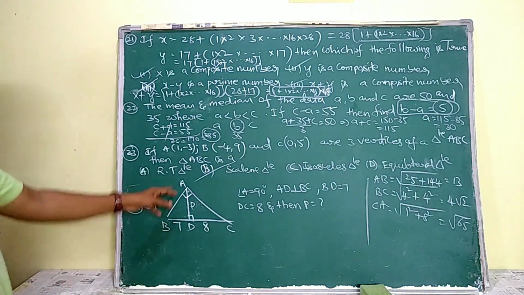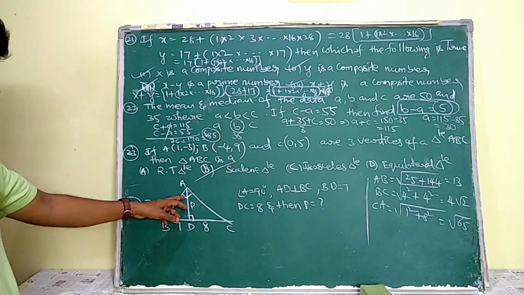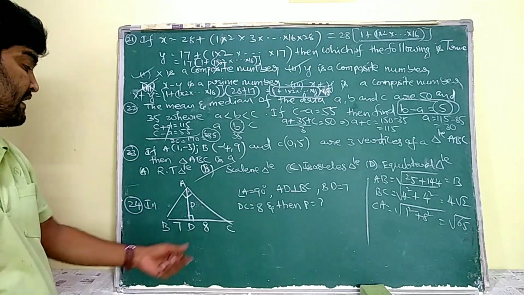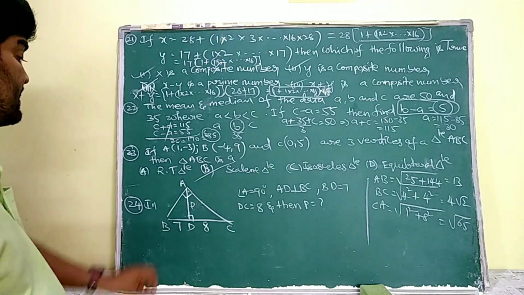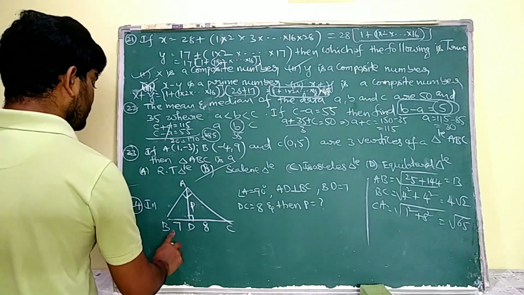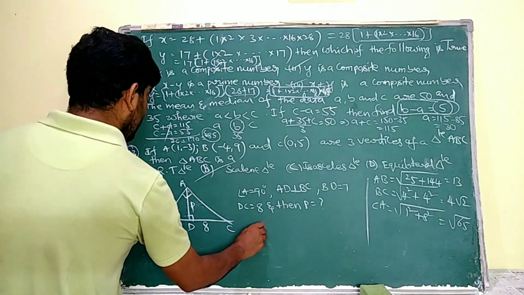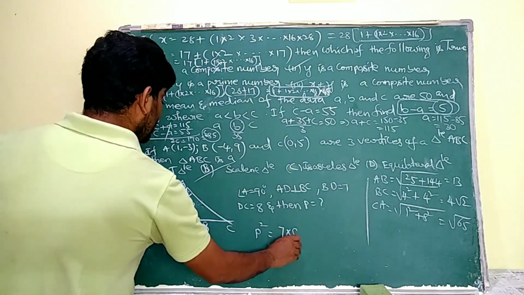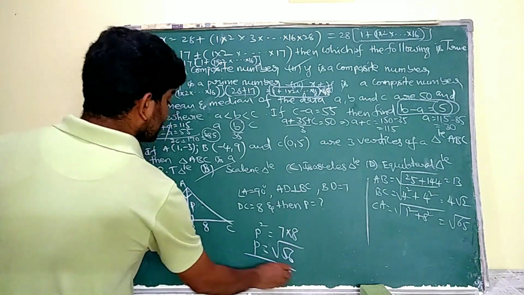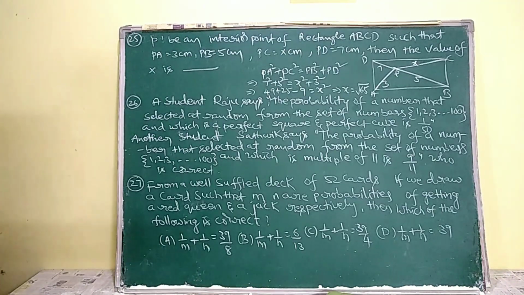Now, in the triangle ABC, given that angle A is equal to 90 degrees, BD is equal to 7, DC is equal to 8 and AD is equal to P. We know that AD square is equal to BD into DC, that is P square is equal to 7 into 8. Then P is equal to root 56. Your answer is root 56.